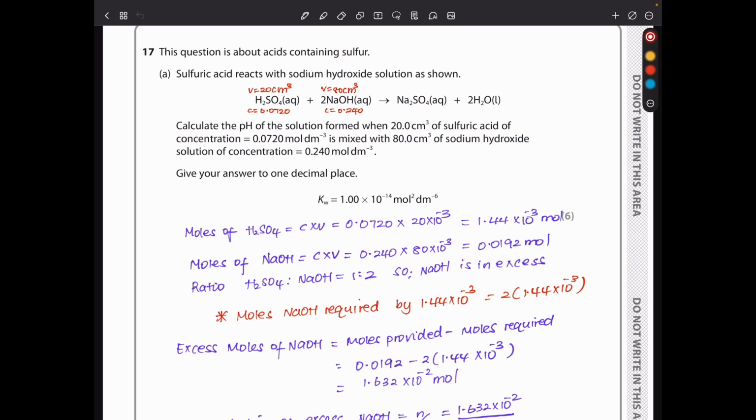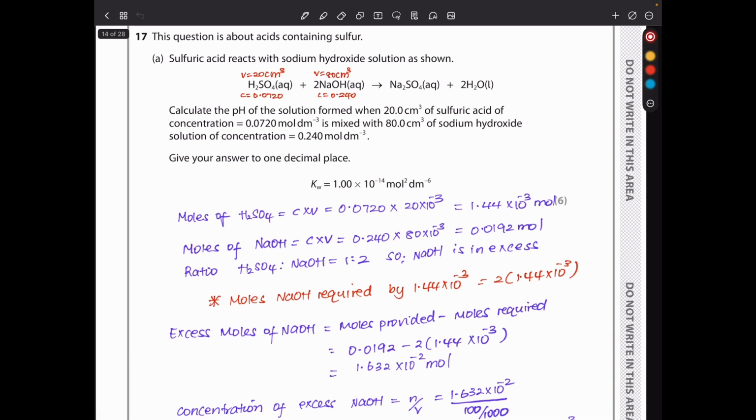So here I began by getting the moles of sulfuric acid, which is the concentration we have times the volume. Volume after being converted to decimeters cubed by multiplying by 10 power negative 3, and I got those moles. Then the moles of sodium hydroxide, which are again concentration times volume, that times 10 power negative 3, giving us that. When we look at the equation, the ratio is 1 to 2, meaning the moles of sodium hydroxide that are required are going to be twice those of sulfuric acid, so which is 2 times 1.44 times 10 power negative 3.